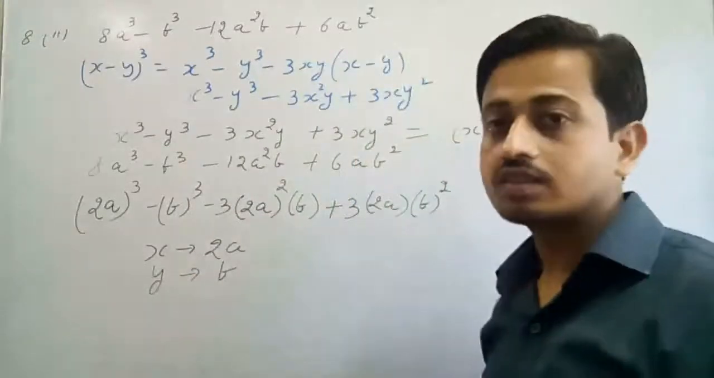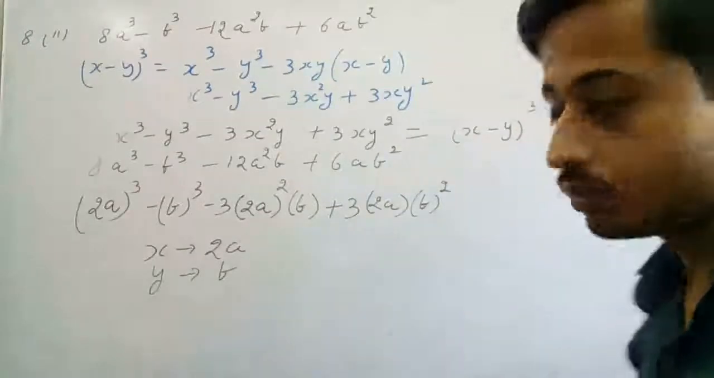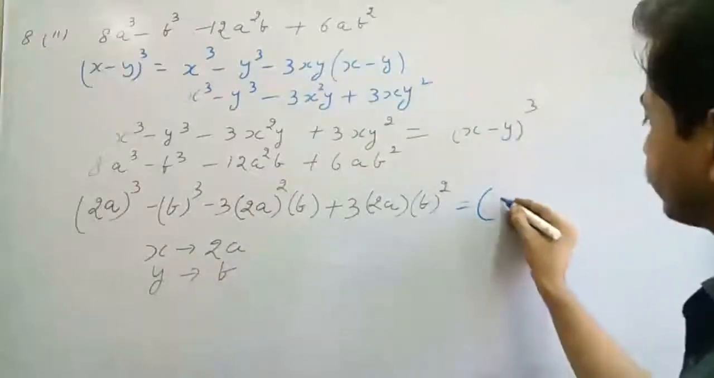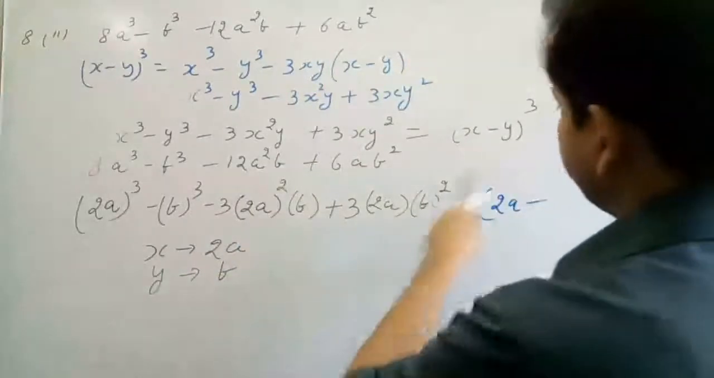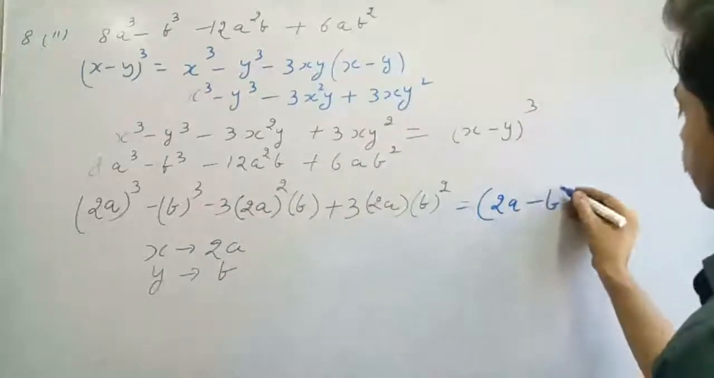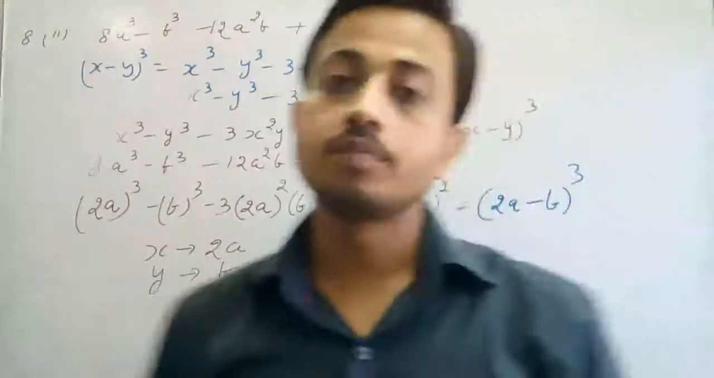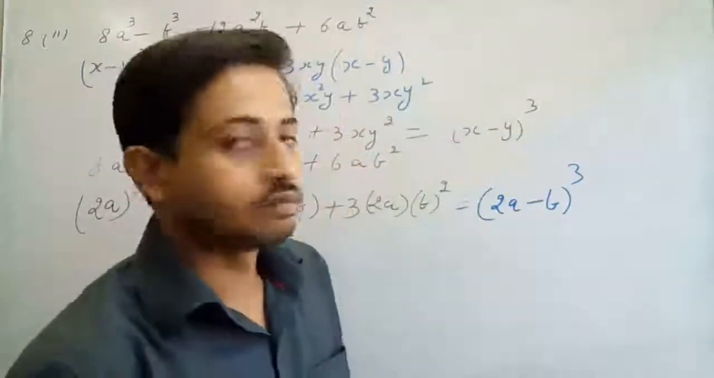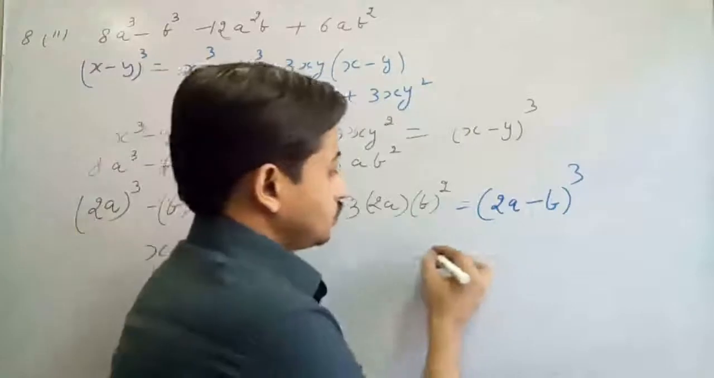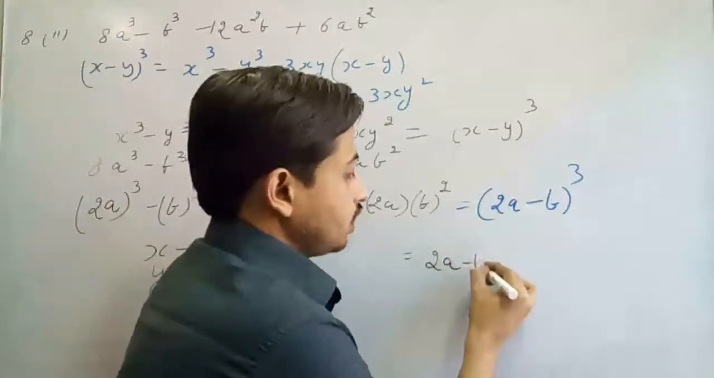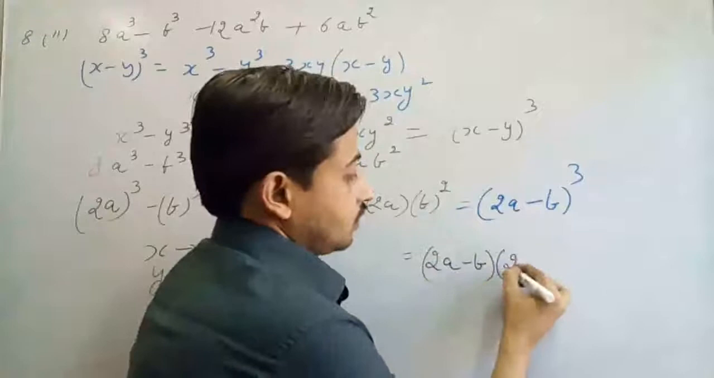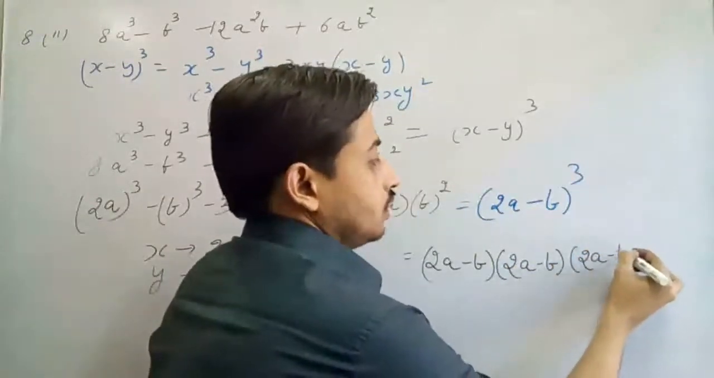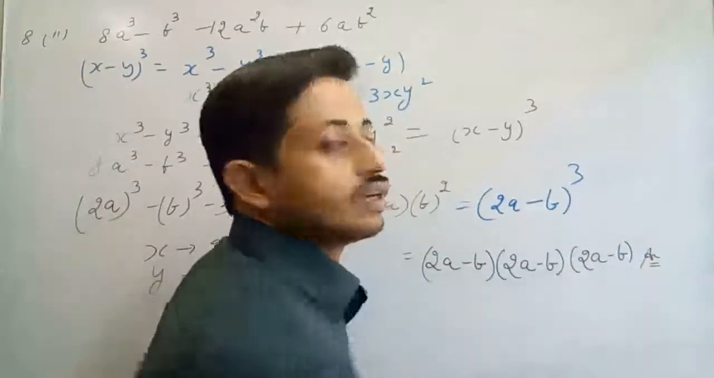So it's very simple. So our answer is what? X minus y whole cube. So what is x? X is our 2a, minus y is what? b. So our answer is 2a minus b whole cube, and it can be written as a multiple of 3. So the answer is 2a minus b. This is the answer.